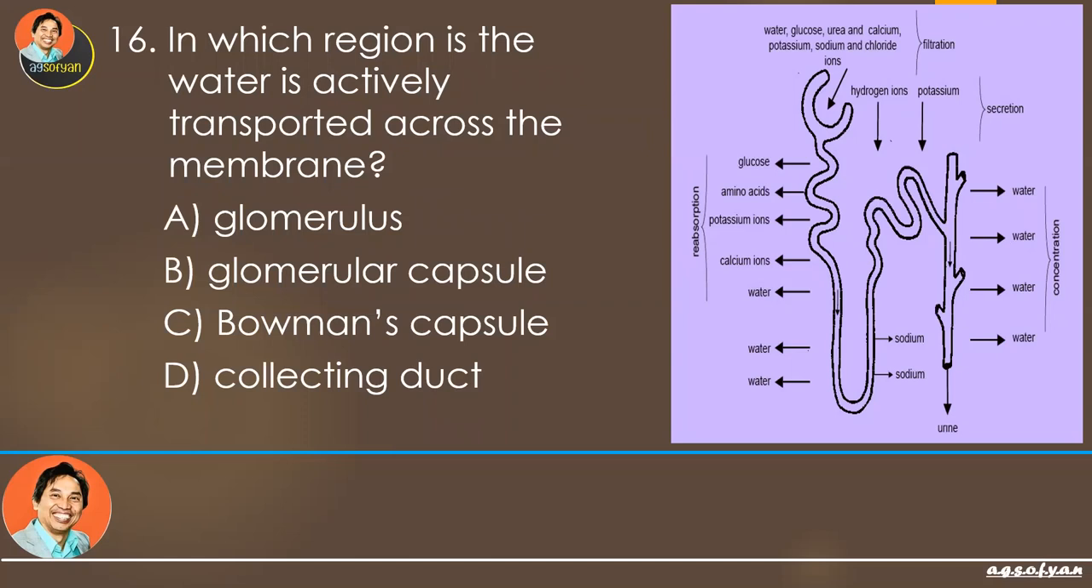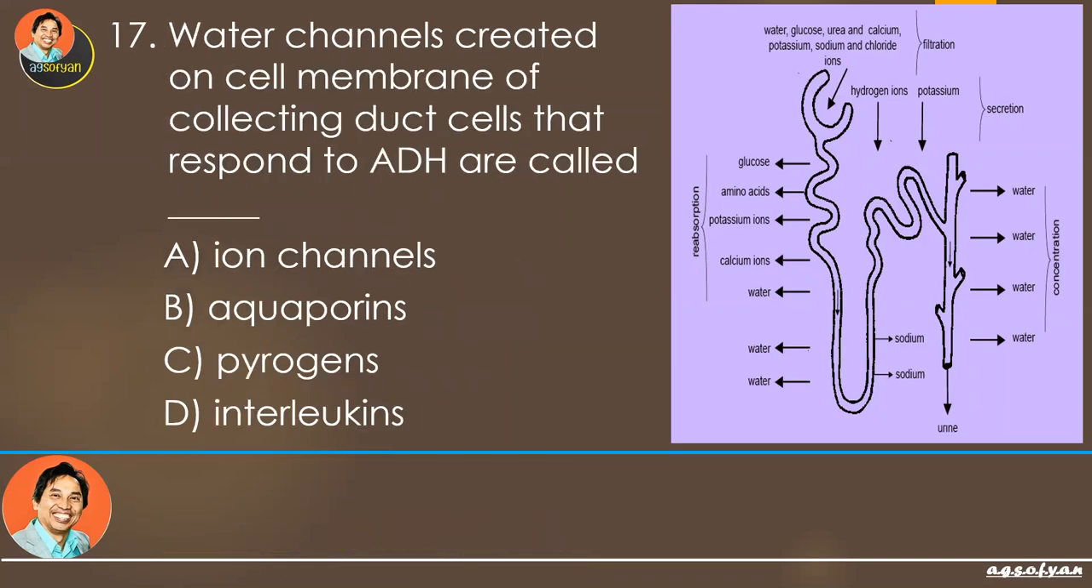In which regions is the water actively transported across the membrane? We already mentioned that. A, B, C, or D. Again, mainly water will be reabsorbed back from the collecting duct. Water channel created on the cell membrane of collecting duct cell that respond to the ADH are called A, B, C, or D.